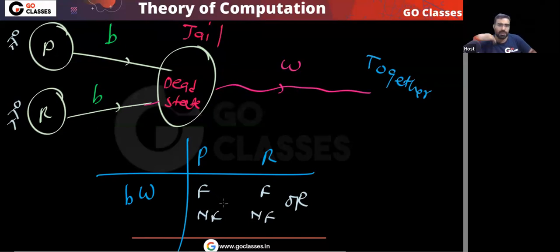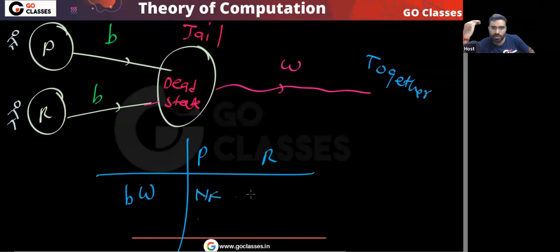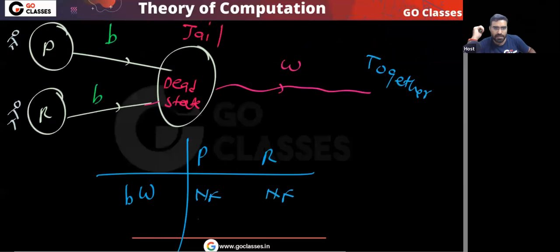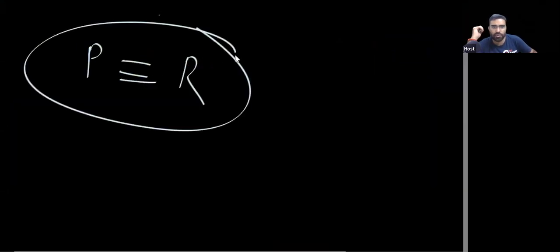Okay, so very simple. I hope this idea is clear. Actually, they will be non-final because they are going to dead state. So they will always be non-final. So anyway, the point is that on all strings, they are going together. So I can say P is equivalent to R. This is the final conclusion. P is equivalent to R.